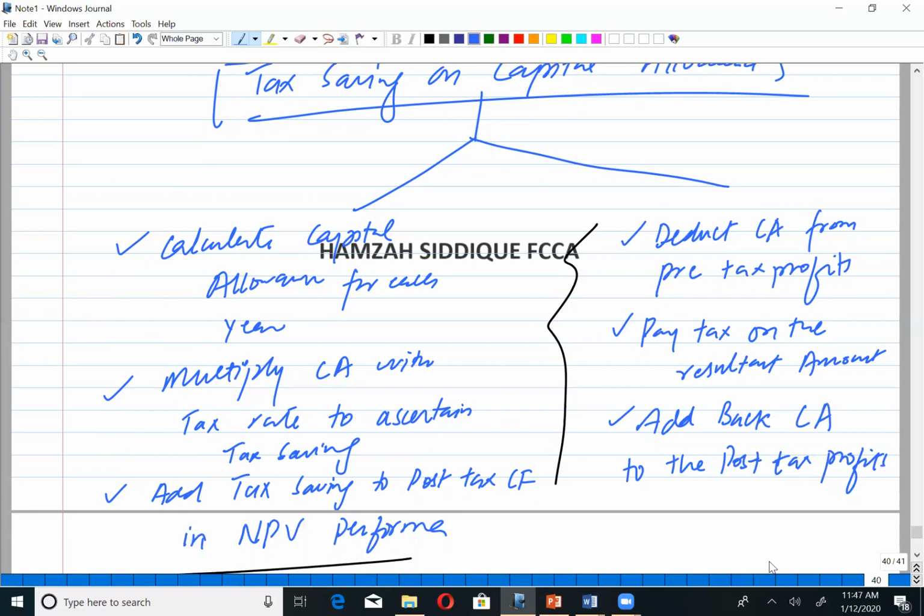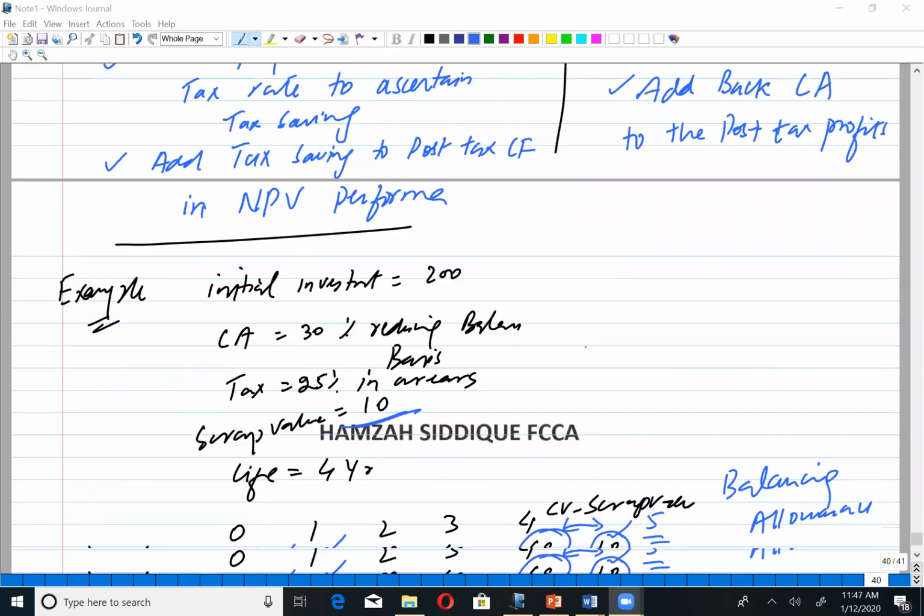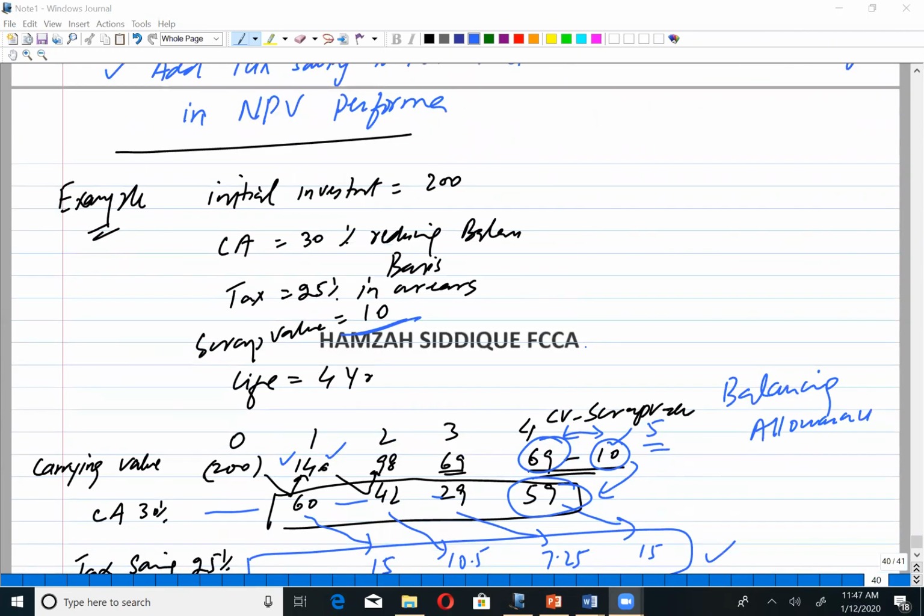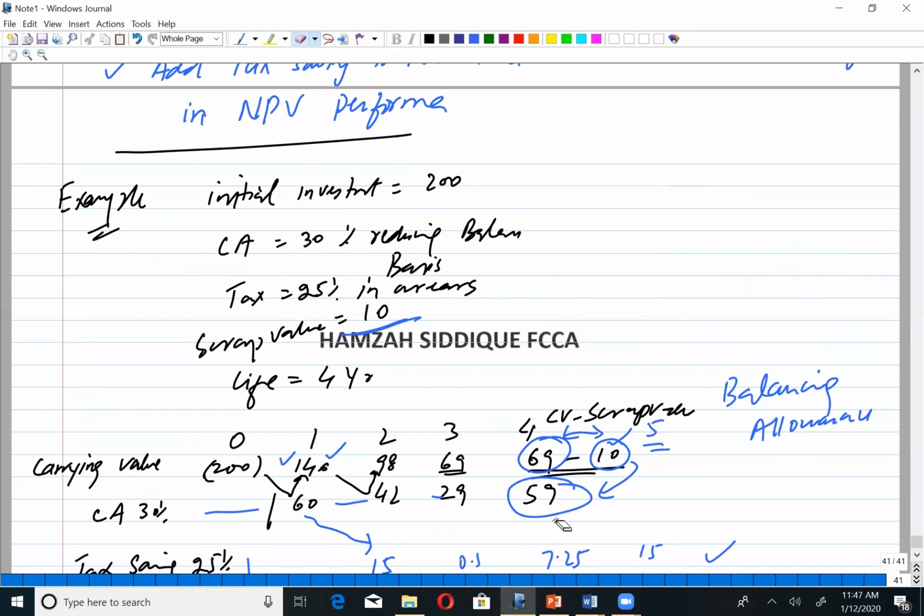Should I proceed further? I think you have noted it down. Now, next. So student, you see here, you have calculated capital allowances here. I'm going to use the same example. You have calculated capital allowances here. The first step will be the same.